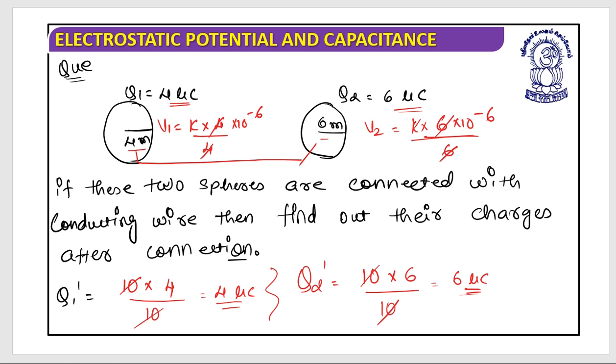I hope those things are clear to you. Two spheres, when connected by a conducting wire, will share the charge so that their potentials become equal. But if their potentials are already equal, then no charge is going to be shared. I hope these things are clear to you. Any doubts on this?